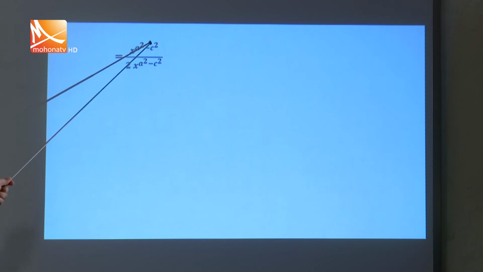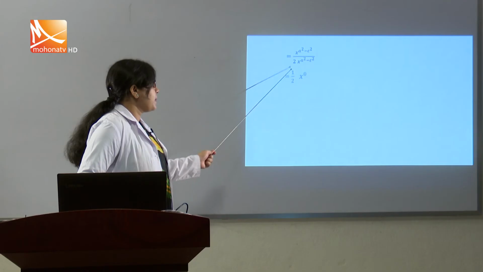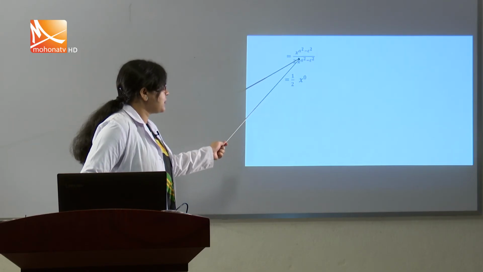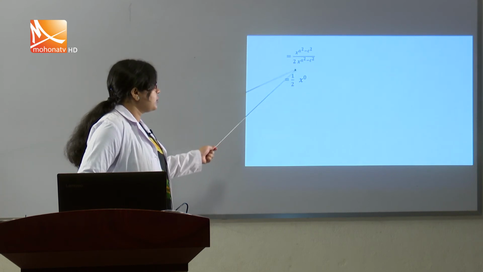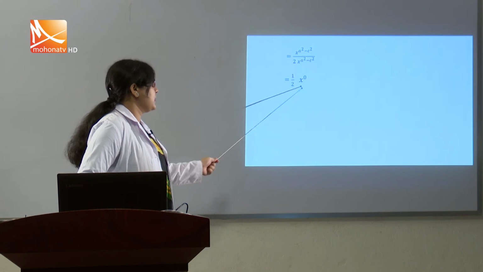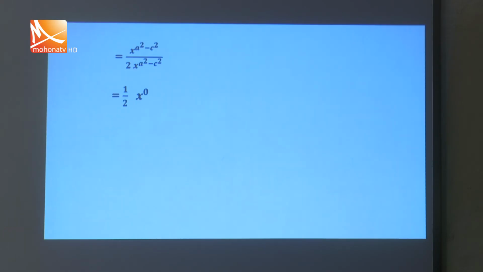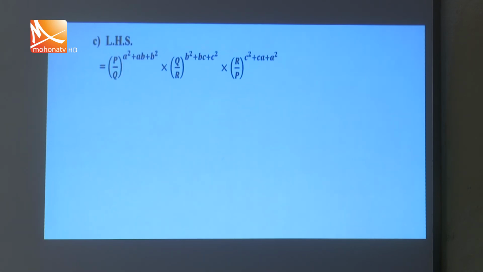So we can cancel it directly, or you can subtract their powers also. So half into, if we subtract their powers, we will get x to the power 0, and x to the power 0 will give us 1. So half into 1 equal to half, and this is the answer of this question. Let us see what is in our question number C.